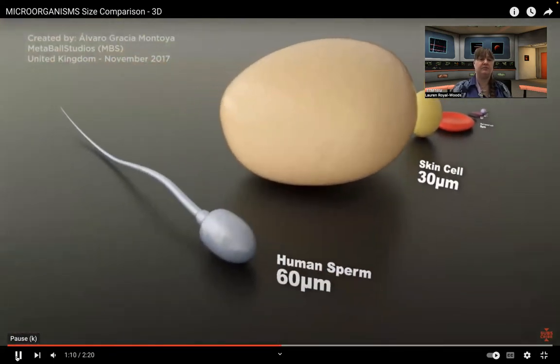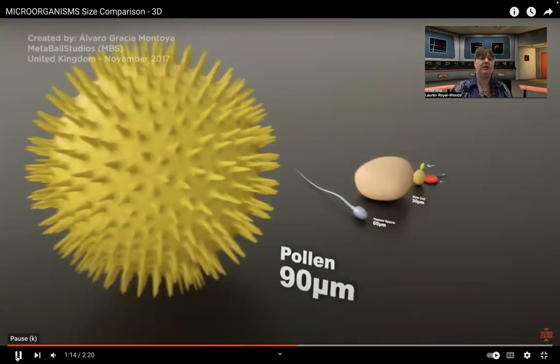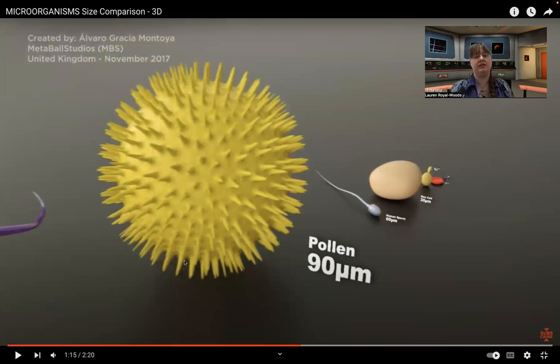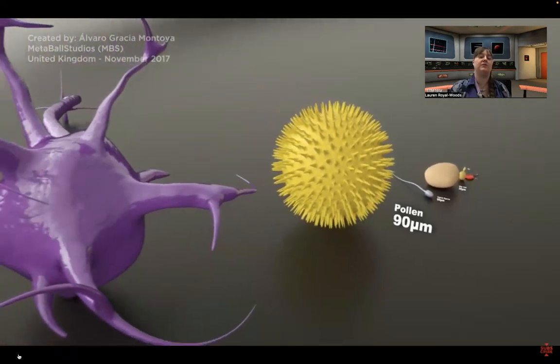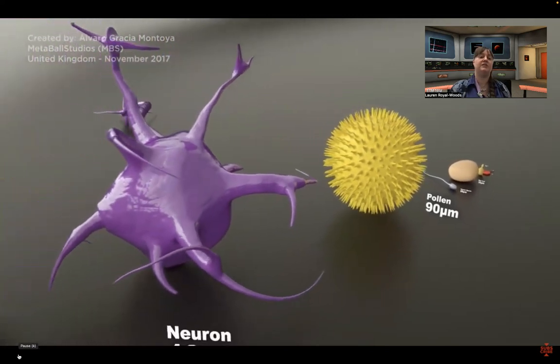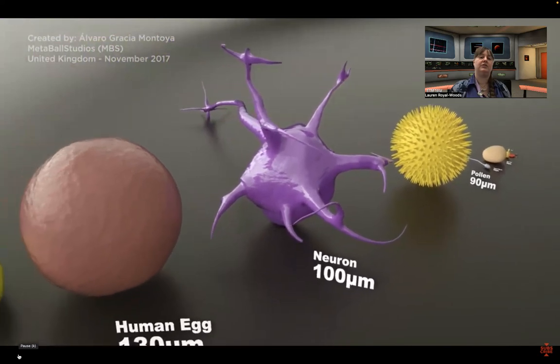Here's a human sperm cell. Here's pollen, which is plant sperm. Yeah, this is literally plant sperm. So if you're allergic to pollen, you're allergic to plant sperm. You're welcome. I just wanted to make that awkward for you because I like using my scientific things to make life awkward. Here's a neuron. It makes up our nervous system, our brain, our nerves, and our spinal cord. Here's a human egg cell.